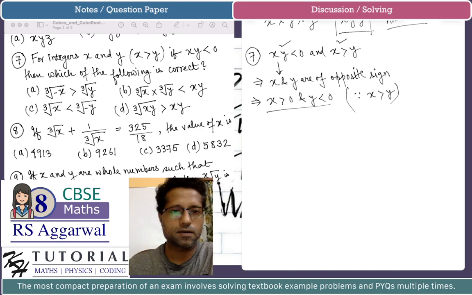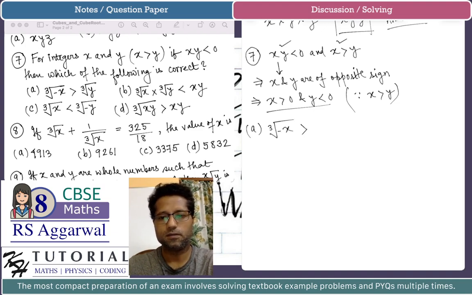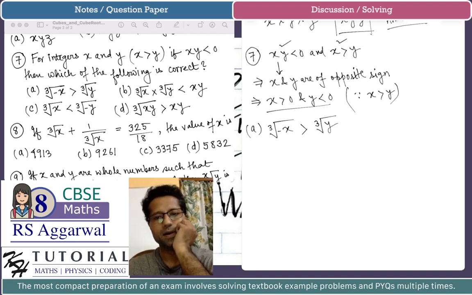Now we have to check which of the following choices is correct. Let's check it out one by one. Now it is saying that cube root of minus x is greater than cube root of y. Now x is a positive number, minus x will be a negative number. So cube root of minus x will be a negative number.